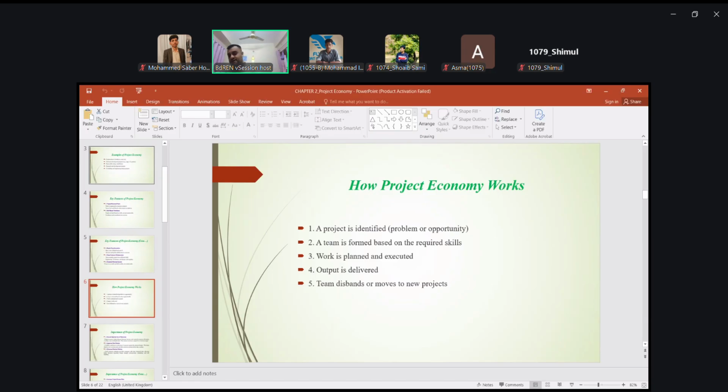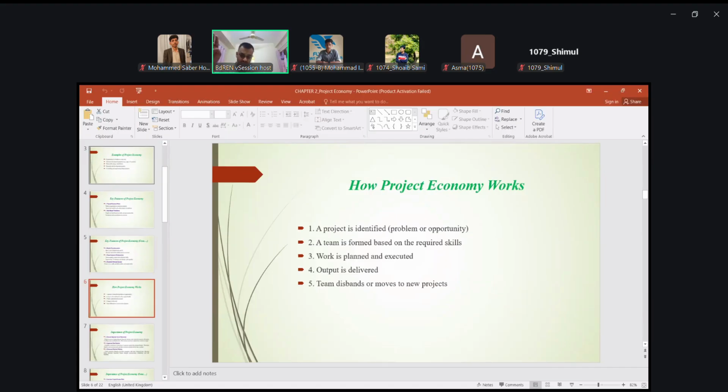And finally, once the output is delivered to the desired parties or individuals, the team of the project that you formed is dissolved or disbands, and you just need to move to a new project. That means once you achieve it, then you can move to the next project. This is the way project economy works.